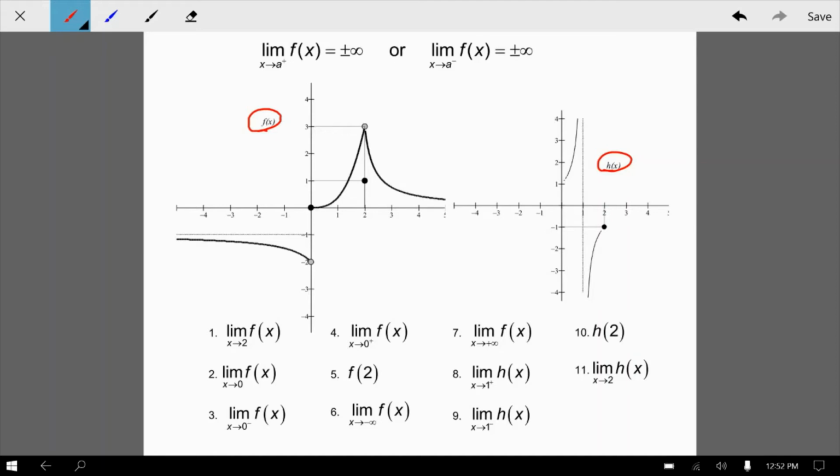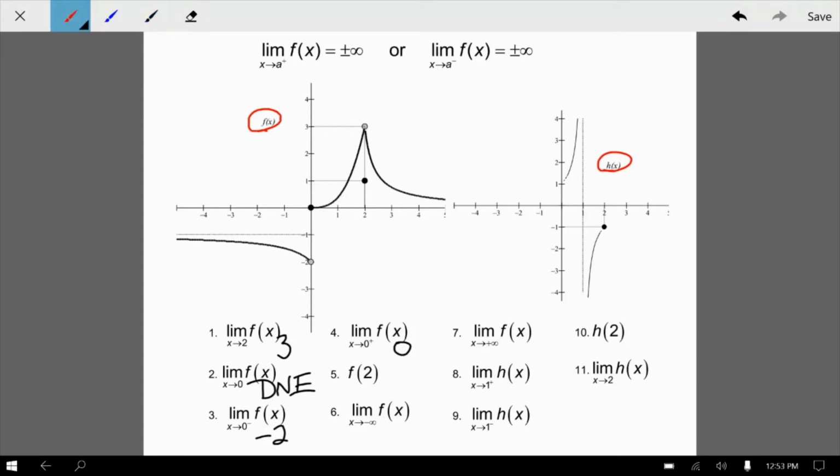Okay, so now that you've attempted those, let's talk about what you should be getting for those values. The limit as x approaches 2 from both the left and from the right looks like it's 3. So for this one, we'd get 3. The limit as x approaches 0, notice that from the left and from the right, we're seeing different behavior. So this one would be does not exist. The limit as we approach 0 from the left looks like it would be -2. 0 from the right would be 0.